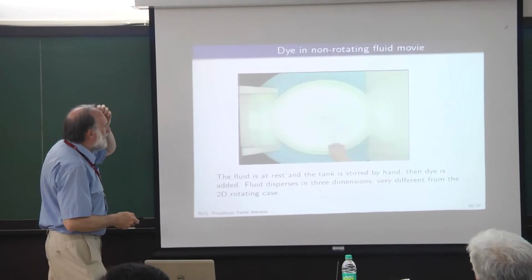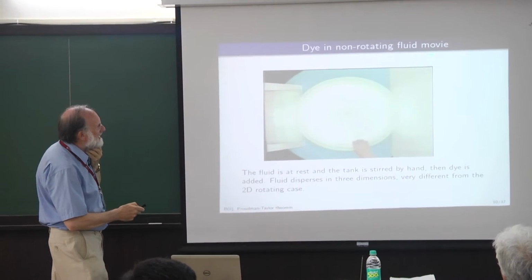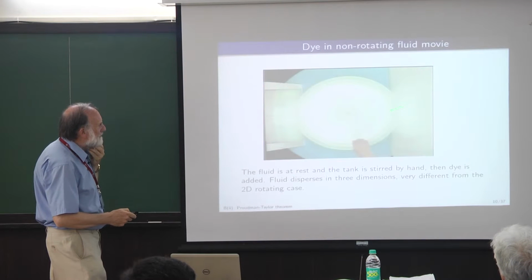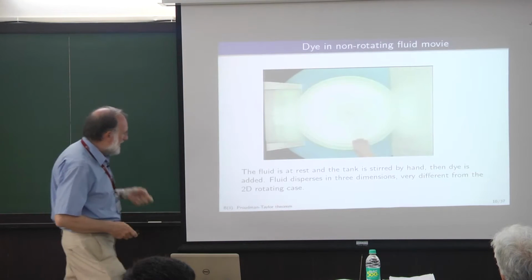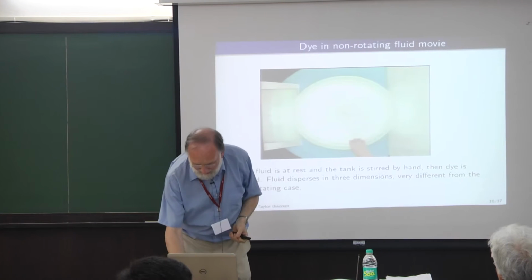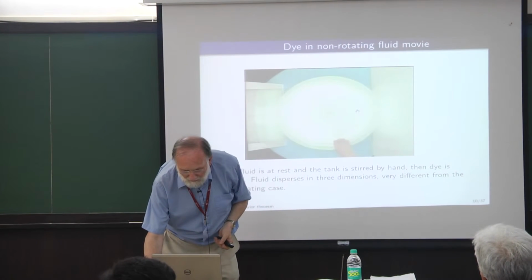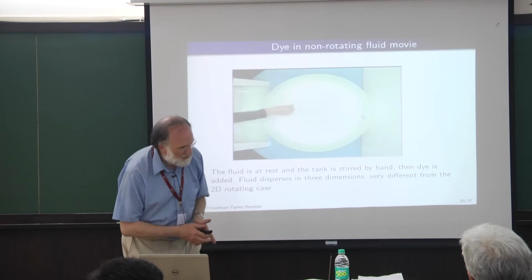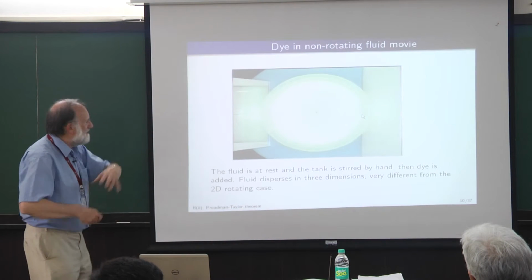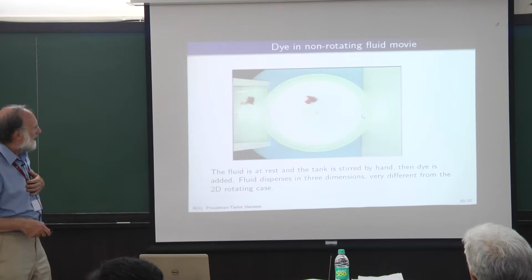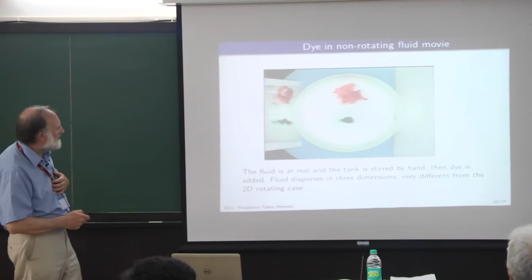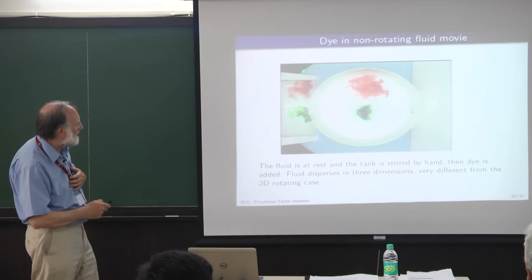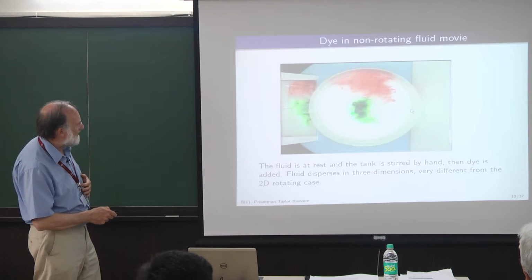The first movie is a non-rotating fluid. Here we've just got a tank of water, which is not rotating, and we just put a little bit of dye in it. So let's see what happens. Somebody just stirs it up a bit to give it a bit of turbulence, a bit of motion. And in they pop a little bit of red ink there. You can see that's the Z direction there, and that's looking down from above. It's a cylindrical tank.